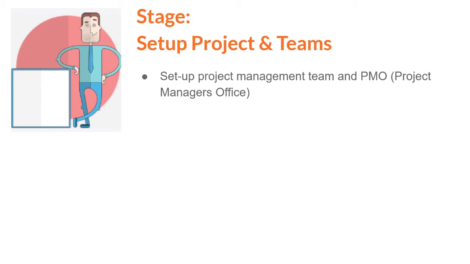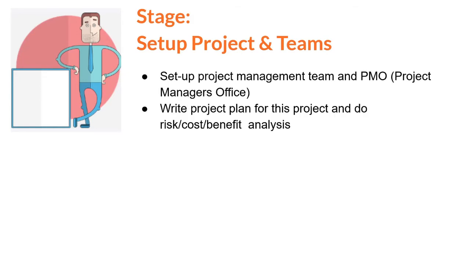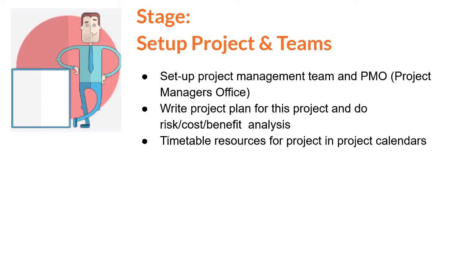We do a risk analysis to understand what the risks are to the project. We do a cost analysis to understand what the project is going to cost, and we do a benefit analysis to make sure that the benefits provided by the project will be greater than the costs and the risks. Then we create a project plan or timetable, and we book in all of the different people and resources that are needed for the project. And we book everything in our project calendars.